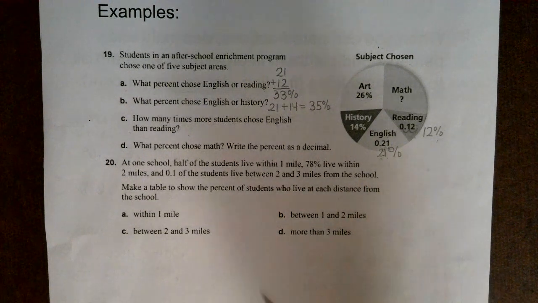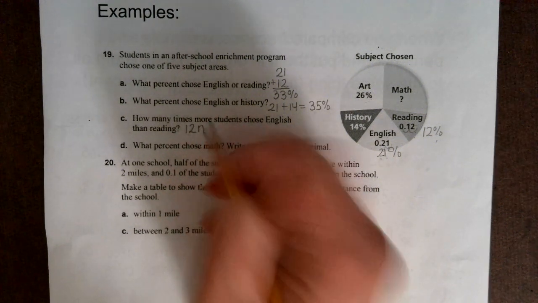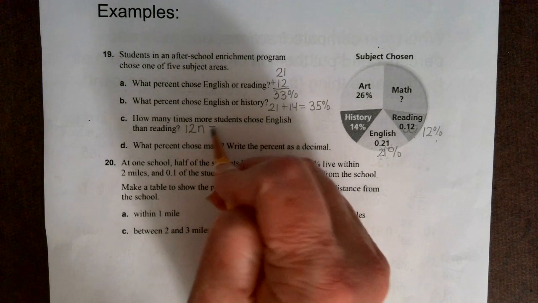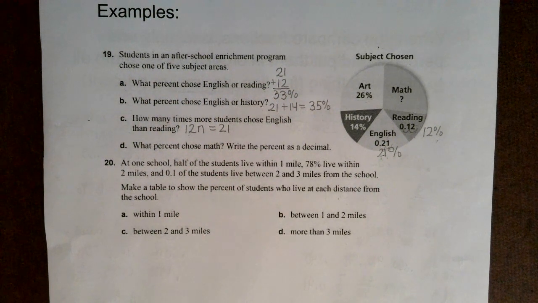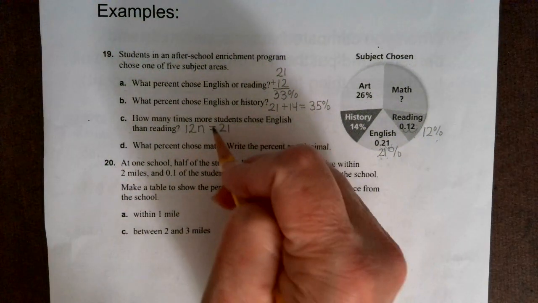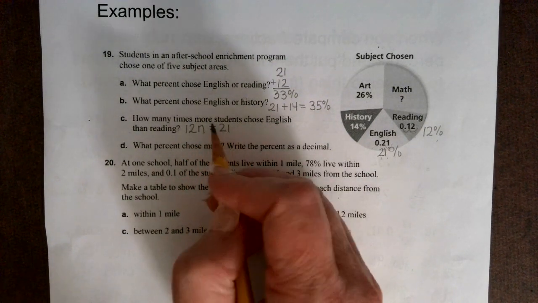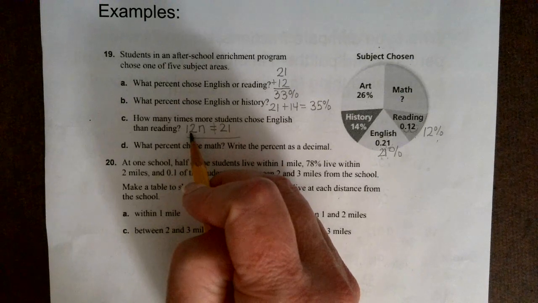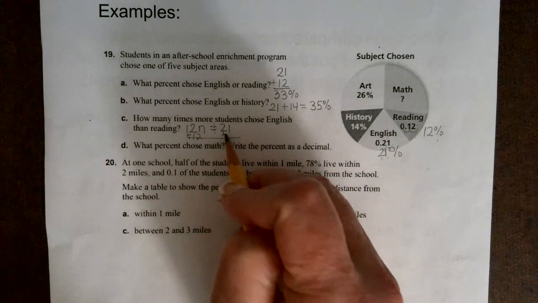So we need to know 12 times some number, because we want to know how many times more students, and that's going to equal 21. If you'll remember from our equations, 12 times some number equals 21. And then to figure out what n is, we have to divide by 12 on both sides of our equation.